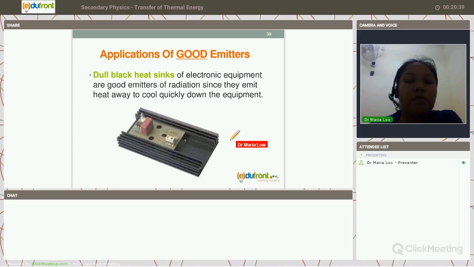Likewise for heat sinks, most of the heat sinks are always painted in the dull black color. The reason is dull black is a good radiator of heat and it will emit heat away quickly so as to cool down the equipment efficiently.